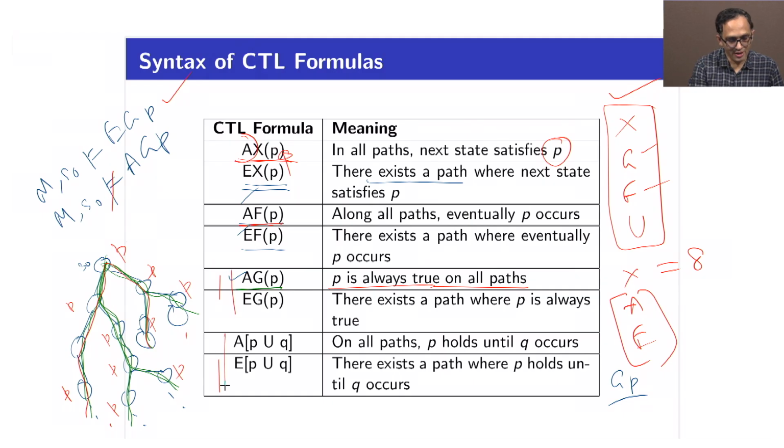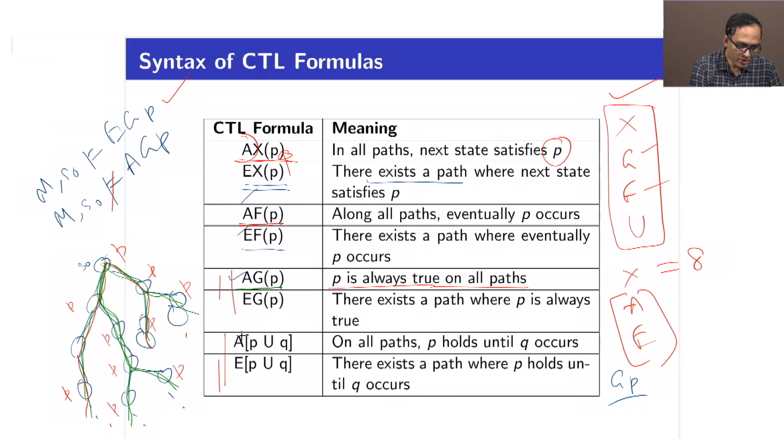Now, this AP until Q and EP until Q, okay. So, here again P until Q you understand in an LTL context. Whenever I am thinking about LTL, it is a single path in which P holds until Q holds, right, but Q has to hold, right. So, that is P until Q. So, now if I just augment with A and E, A means all paths that should hold, and E means there should exist one path in which this P until Q phenomenon should hold, right.